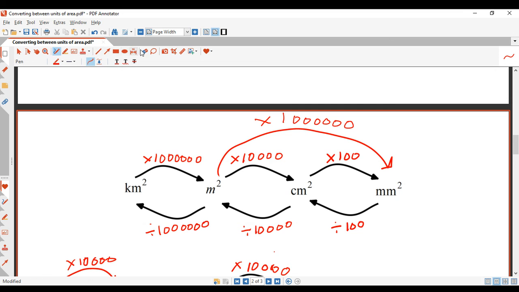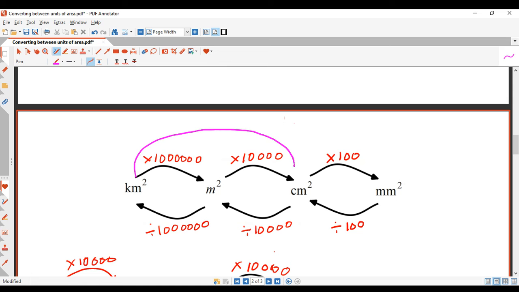Now, let's just rub out the last little bit that I did. Just here. Okay, now we are going to do 1 jump. So we're going to go from kilometers squared all the way to centimeters squared. Now, timesing by 1,000,000 and then timesing by 10,000. There's 6 zeros in 1,000,000. There's 4 zeros in 10,000. So 1, 2, 3, 4, 5, 6 zeros in 1,000,000. And then add the 4 zeros from the 10,000.